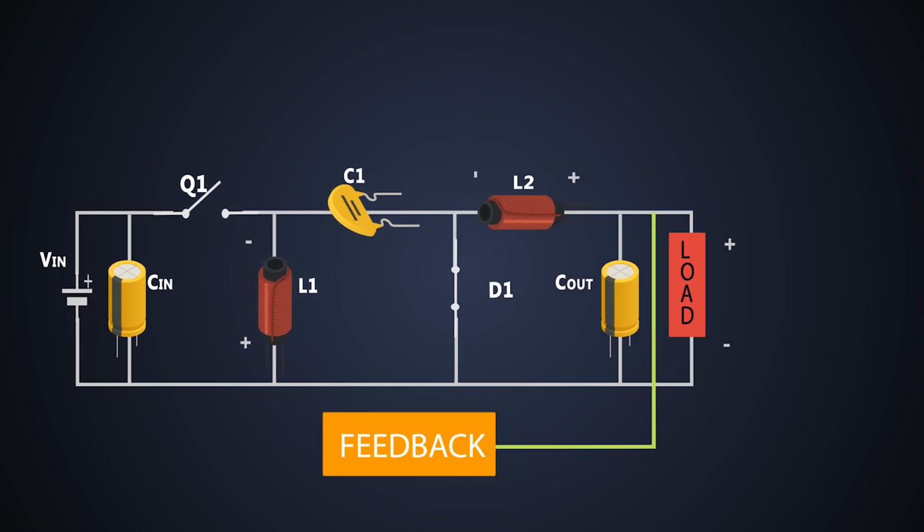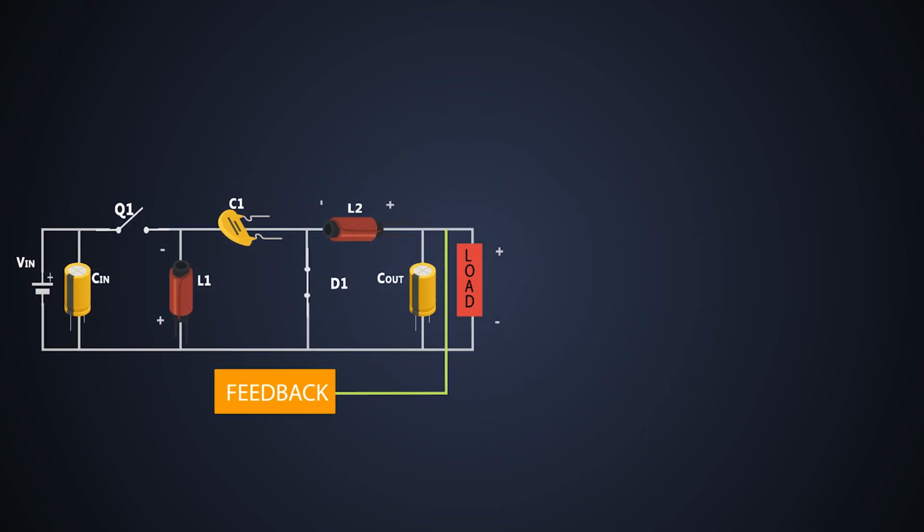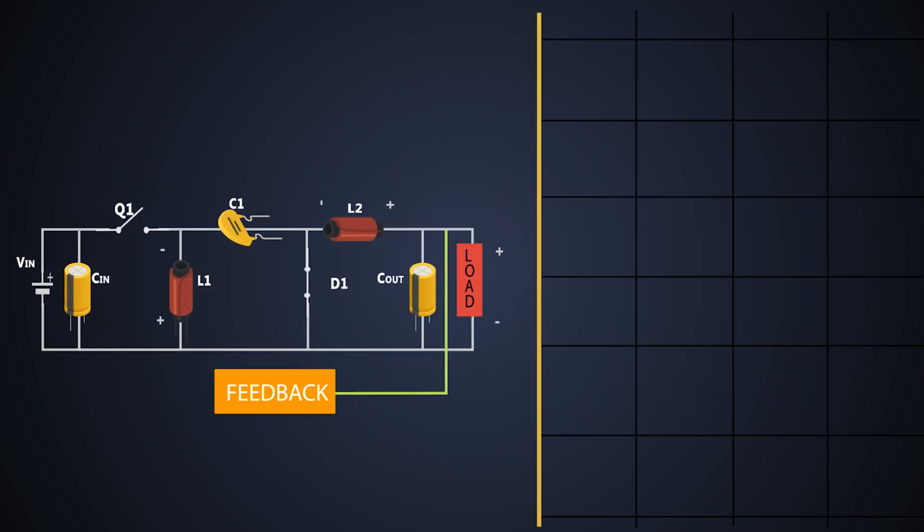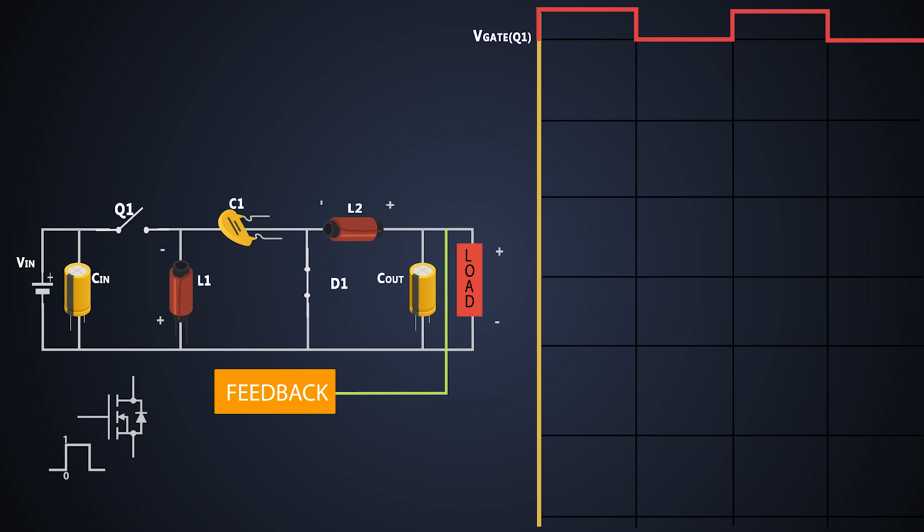Let's understand the working of the Zeta converter in detail with waveforms. Initially, PWM is given to the MOSFET. Let's consider this is an N-channel MOSFET. When the gate pulse is high, the MOSFET turns on.